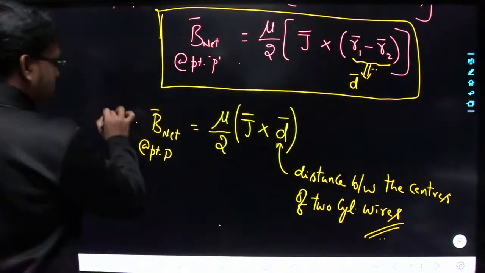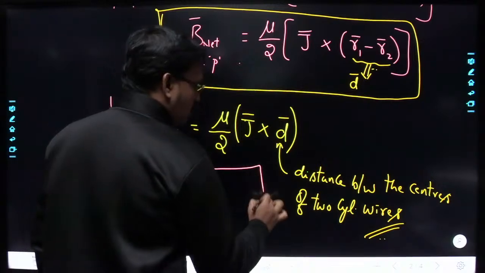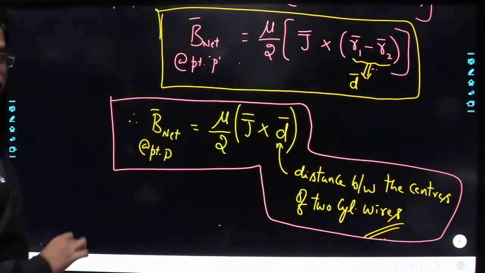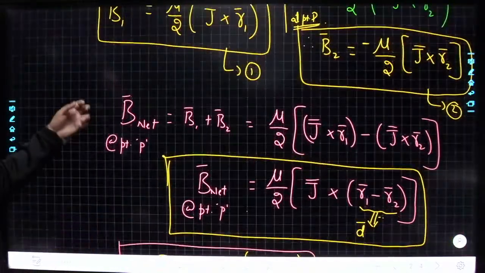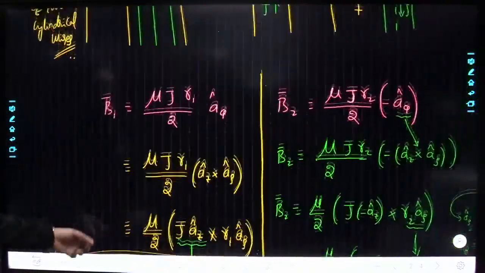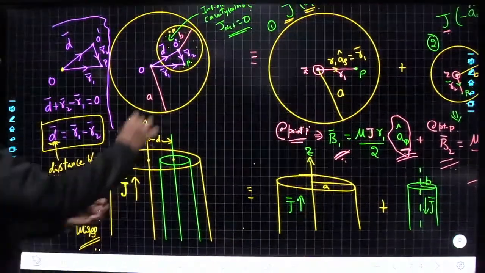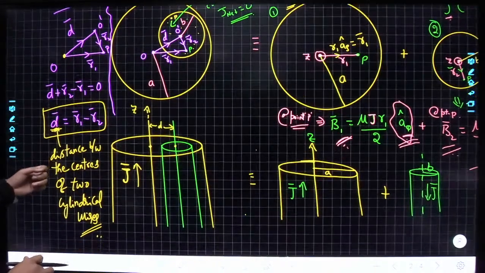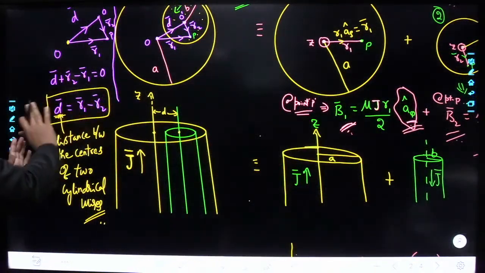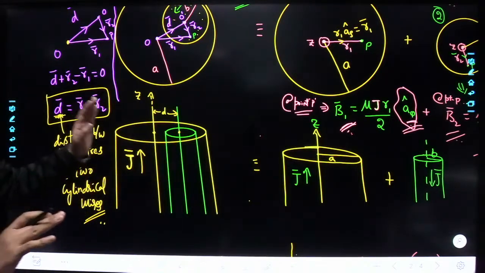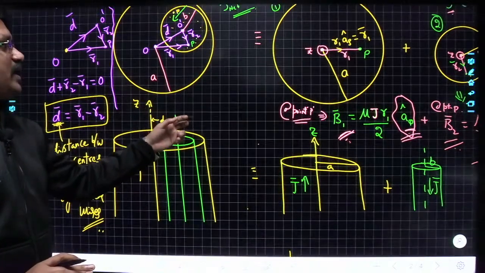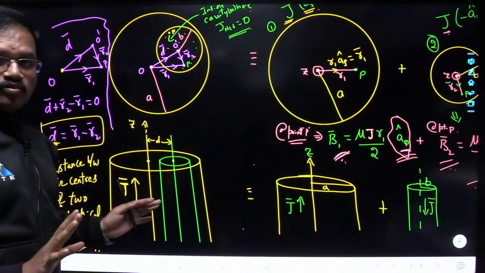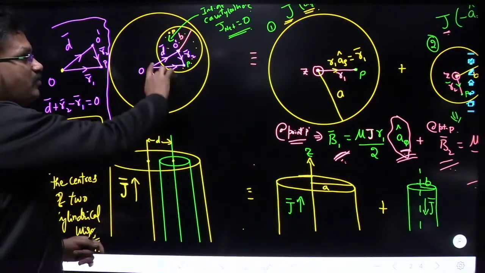So what do you mean by this result here? What can we conclude from this result? Tell me. See, whatever point you take inside the cavity, finally you are going to get R1 bar minus R2 bar is equal to D bar. So that means it is not depending upon R1 bar, and also it is not depending upon R2 bar. It is depending only upon D bar.